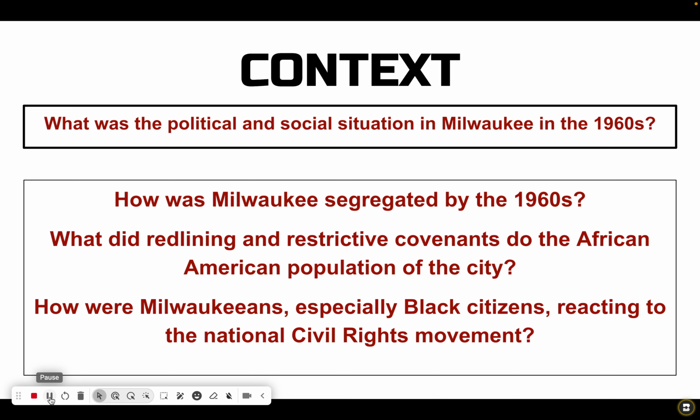How was Milwaukee segregated? What did redlining and restrictive covenants do to the black population? How were Milwaukeeans, especially black citizens, reacting to the national civil rights movement? All right, that sets the stage for the marches.